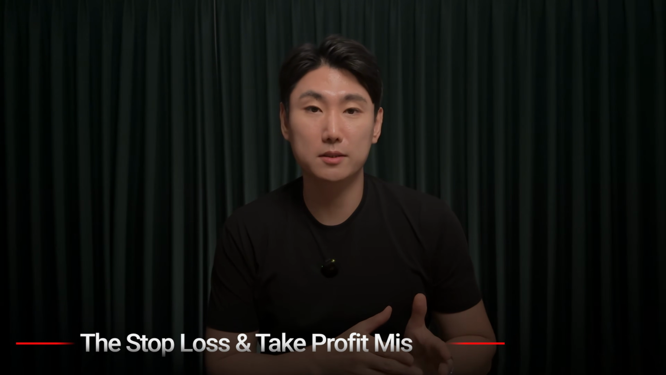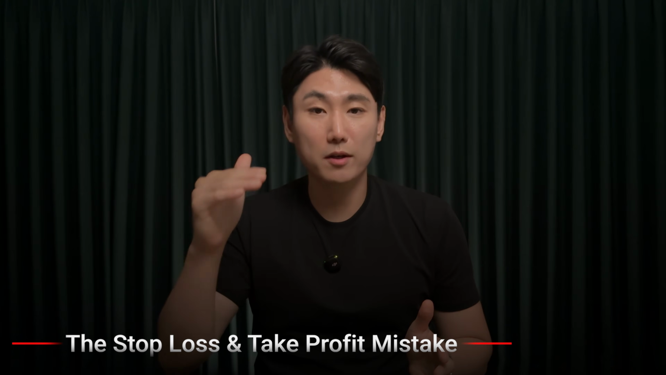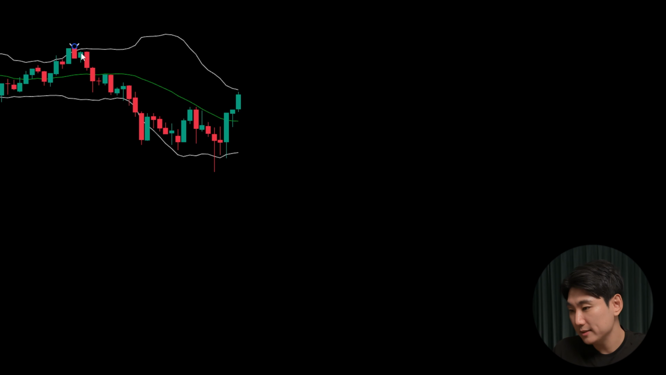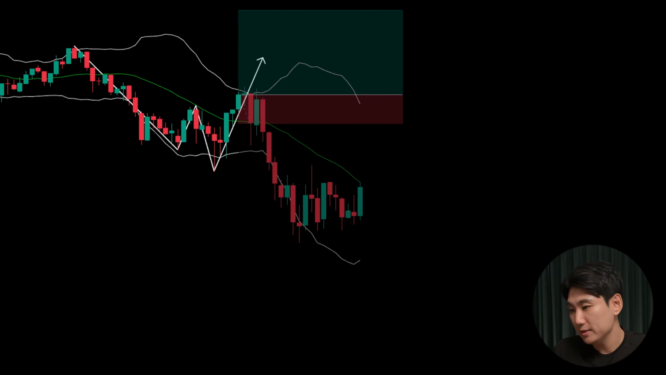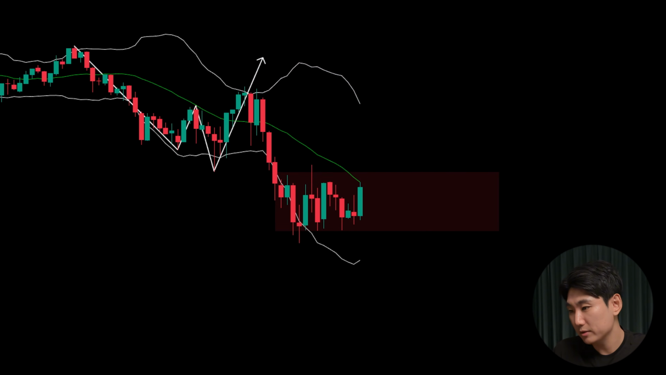Let's talk stop losses for a minute. Most people don't set one. Even if they do, they try to re-enter right after getting stopped, and then they average down with zero plan. For example, let's say I see a double bottom, break the neckline, and I go long. But price keeps dropping. My stop level looks like a supply zone, so I start averaging down.